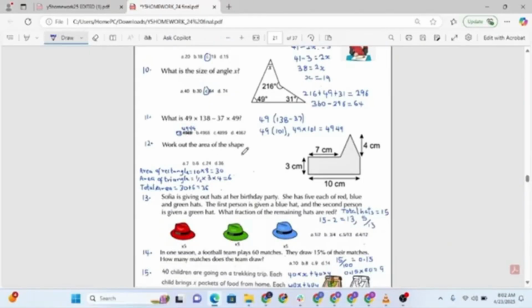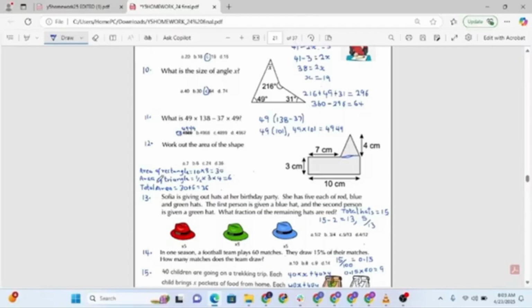Step 1. We start by splitting the shape into 2 parts, a rectangle and a triangle. Step 2. Let us begin with the rectangle. The width of the rectangle is 10 centimeters. The height of the rectangle is 3 centimeters. To find the area, we multiply 10 by 3. 10 multiplied by 3 equals 30. So the area of the rectangle is 30 square centimeters.